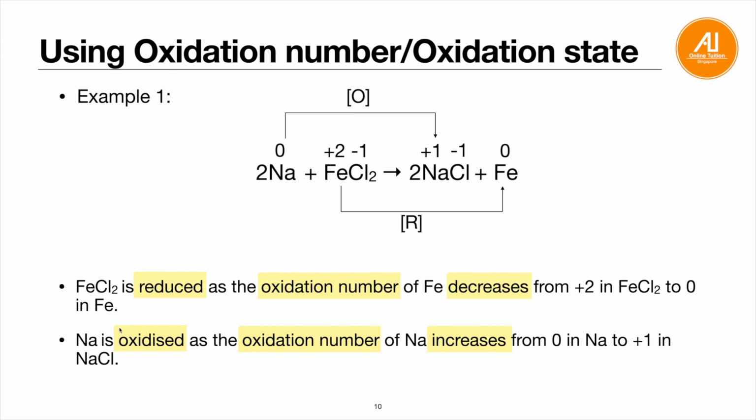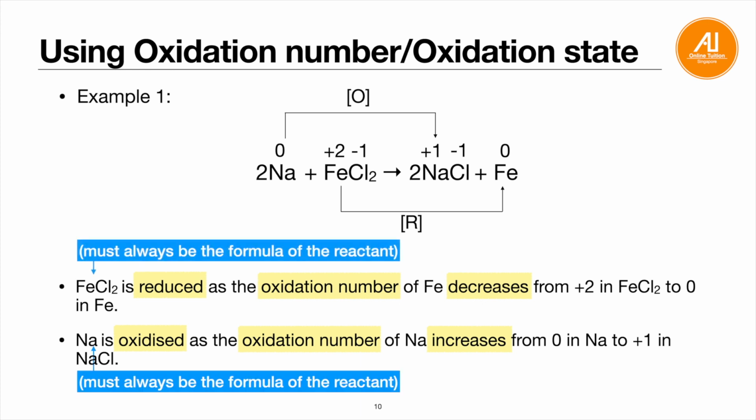Okay, so Na is oxidized as what? The oxidation number of what? Which element? Sodium. Okay, increases from 0 in Na to +1 in NaCl. Okay, in NaCl. So be careful. Just a reminder, this must always be the formula of the reactant. The reactant can be an element, it can be a compound, it doesn't matter as long as you follow the reactant formula. Okay, it must be the reactant, so watch out.